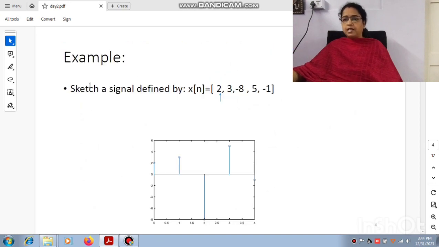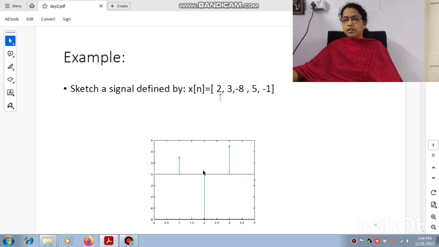Coming to the next part, here there is an example of how to sketch. For example, if the signal is given here as 2, 3, minus 8, 5, minus 1, any signal can be represented with the help of the delta signal. The arrow shows that this sample is present at n equal to 0. So at n equal to 0 there is a delta signal multiplied by 2, so the value is 2. At n equal to 1, the value is 3.